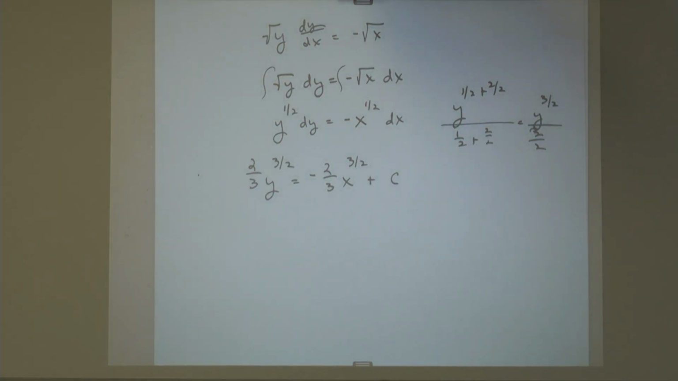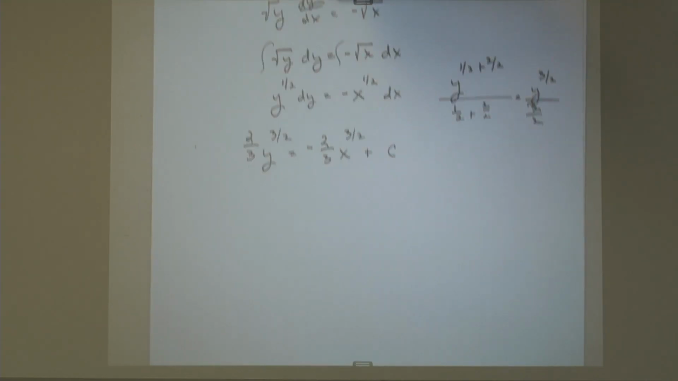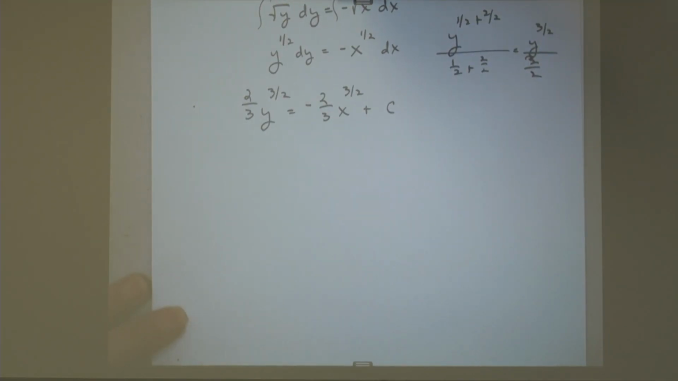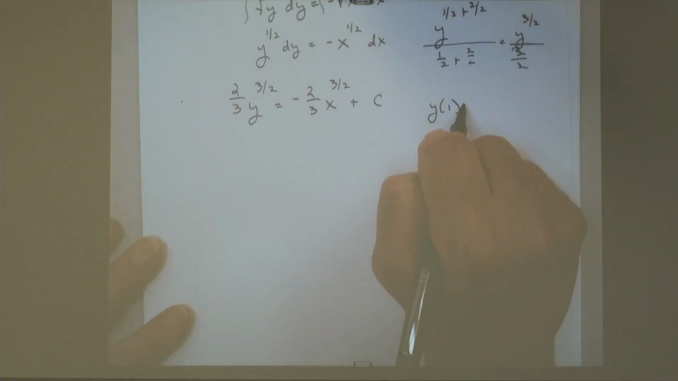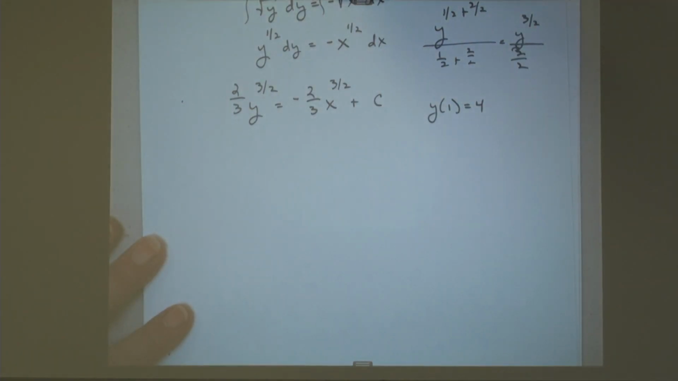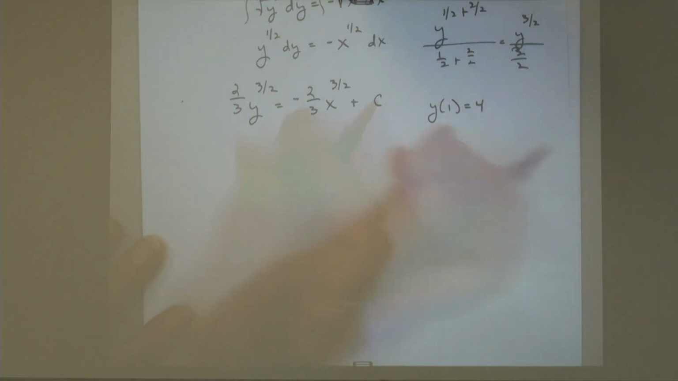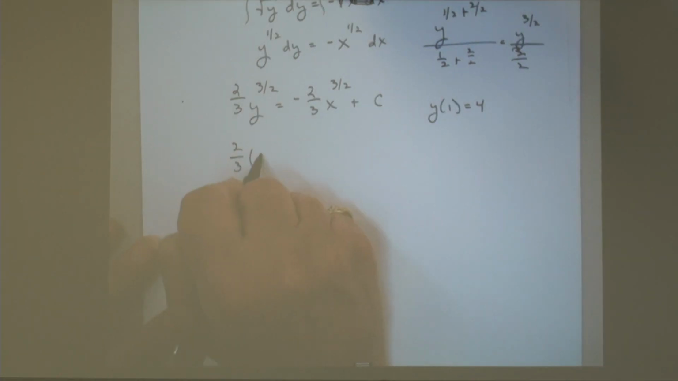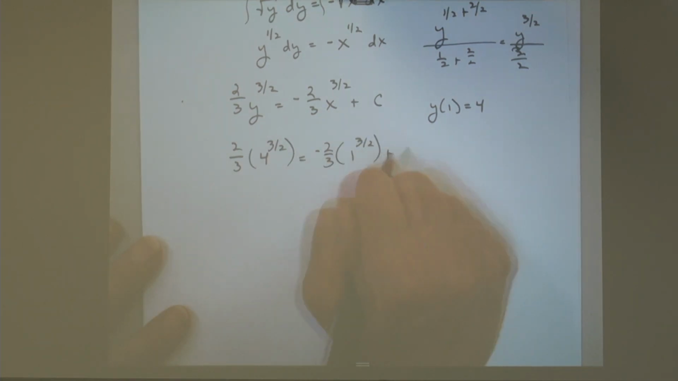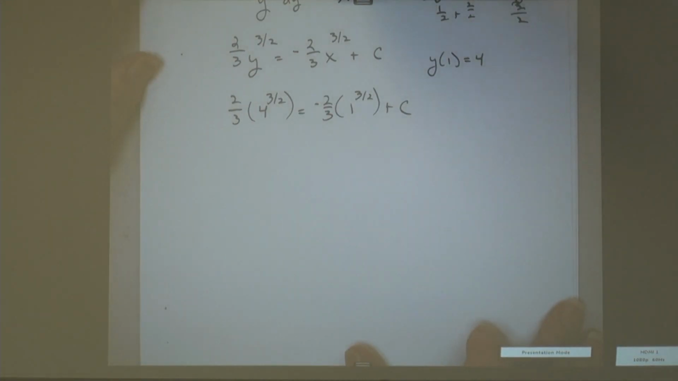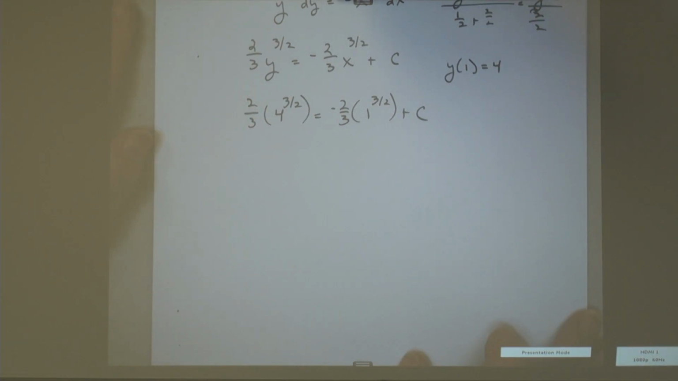And I'm trying to remember what the initial condition here is. I think they gave me 1, 4. Yeah, they say that y of 1 equals 4. Okay, so we'll plug that condition in to find the value of c. So 2/3 times 4 to the 3/2 is negative 2/3 times 1 to the 3/2 plus c. Whoa, lost you. There we are. All right.